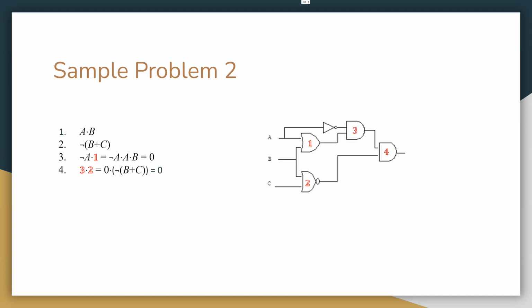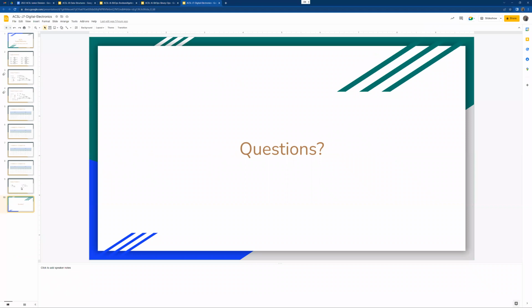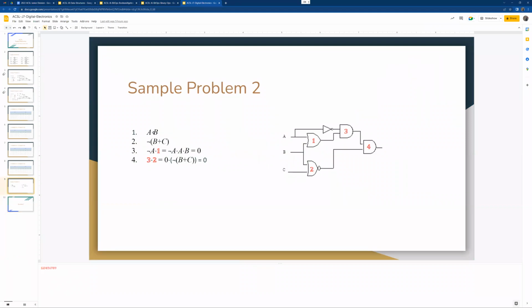Is that an AND? It is an AND. No, wait a minute. Oh, it looks like an OR to me. It is an OR. Well, if it is an OR, then I got this wrong. So if it is an OR, let's do that.